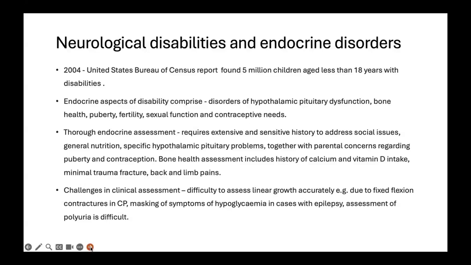Similarly, there can be masking of symptoms of hypoglycemia in cases with epilepsy. Assessment of polyuria is again difficult as most of them are bedridden or wear nappies. So catheterization may become important in this scenario.